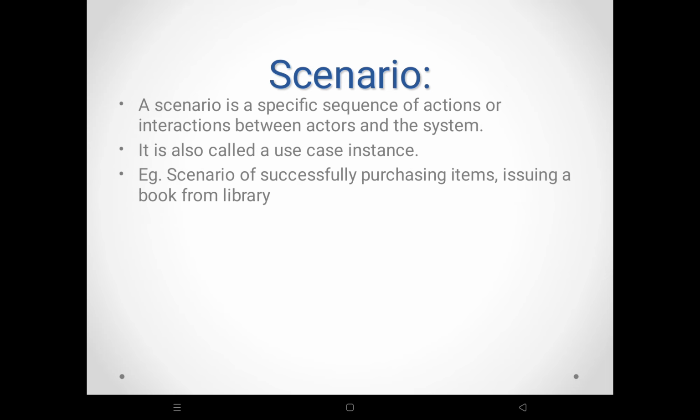Scenario. What is the meaning of scenario? Just now I told, right? Scenario is nothing but a sequence of action. Scenario of successfully purchasing an item, issuing a book from library, that is called a scenario. Sequence of action. First, the example of ATM. First the user enters the ATM card, it is validated, then PIN number is entered, PIN number is validated. These all are called the sequence of action. Scenario is nothing but the specific sequence of action or the interaction between actors and system.